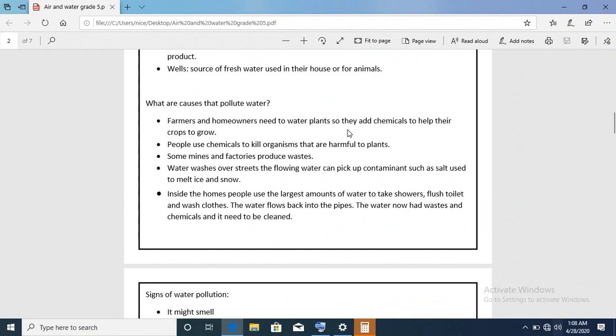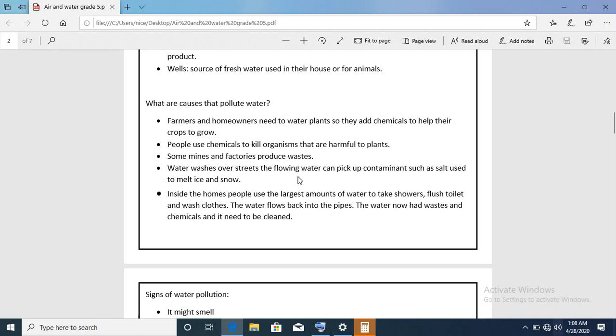Farmers need to water plants, so they add chemicals to help their crops grow. When we eat some fruits and then have high fever or vomiting, we say it is because of the chemicals added to the crops while they were growing. The chemicals are very dangerous, and of course they pollute the water. Also, people use chemicals to kill organisms that are harmful to the plant. Some factories and mines produce waste. They throw it in the water, which is very bad, and it has a very dangerous effect on the fish and everything living in the water.